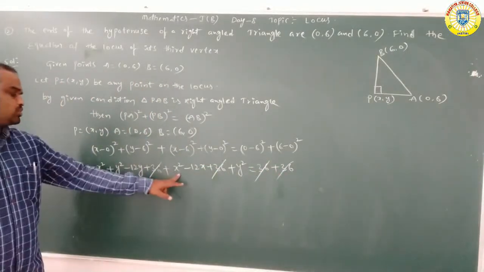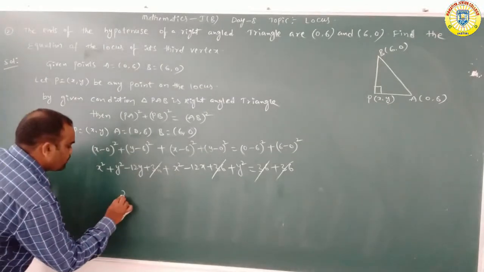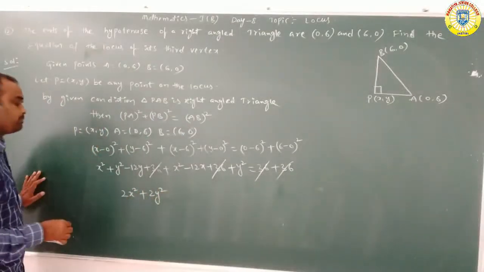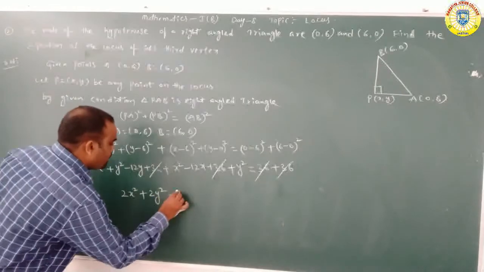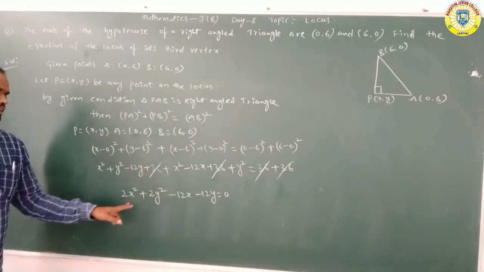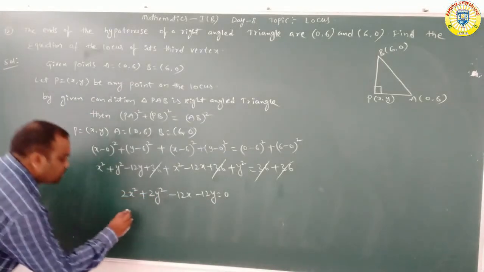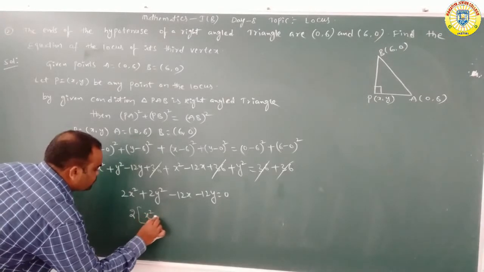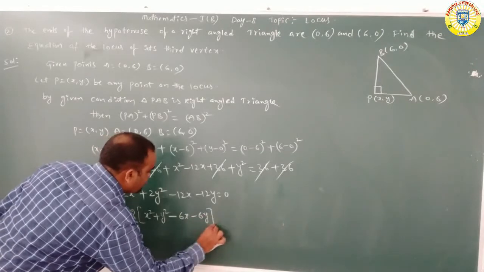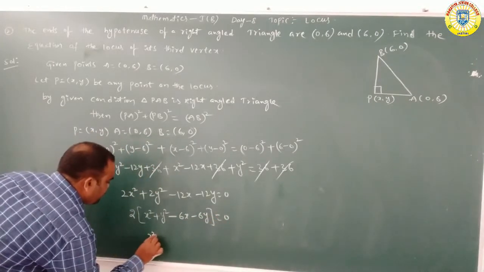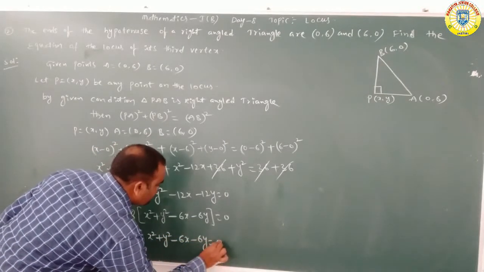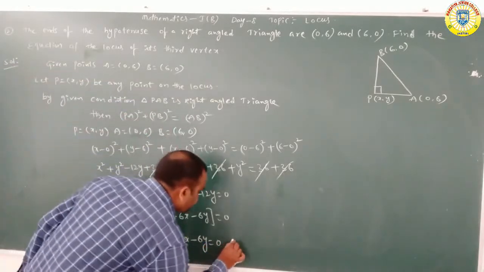Remaining value: x square plus x square, 2x square. y square plus y square, 2y square. Okay now, here what is there? Minus 12x minus 12y is equal to 0. All the terms we can take common. 2 is the common value. So 2 we are taking common: x square plus y square minus 6x minus 6y is equal to 0. Therefore x square plus y square minus 6x minus 6y equal to 0 is the required locus.